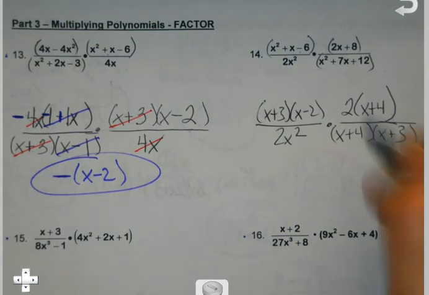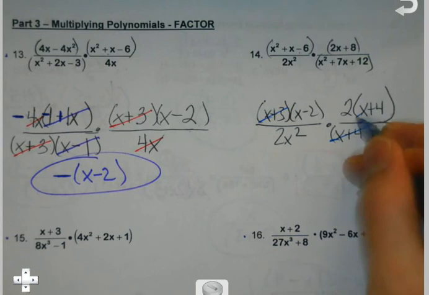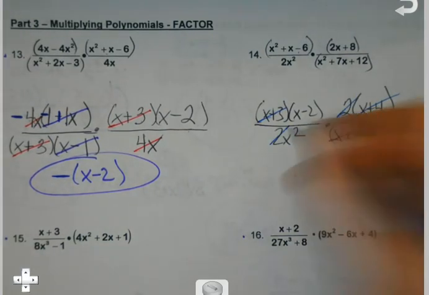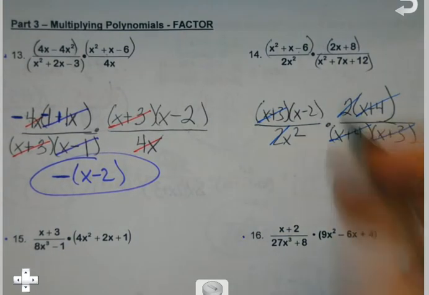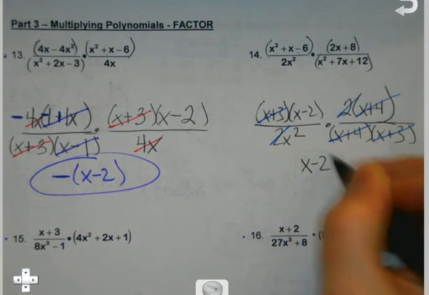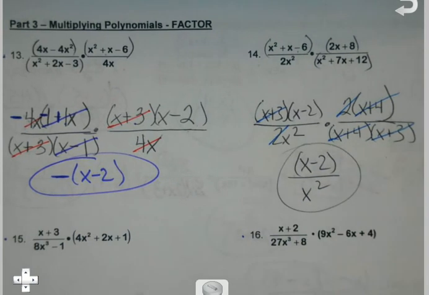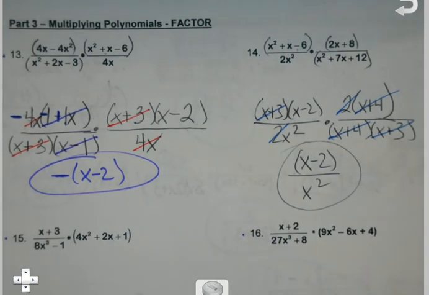X plus 3. X plus 3's cancel. X plus 4. X plus 4's cancel. Can I whack the 2's? Yes. They're not in parentheses. There's no plus or minus sitting there. I can whack. So the x minus 2 over x squared. x minus 2 over x squared. Keep those parentheses because don't do all that good work and then try to cancel the x's and have me go crazy.